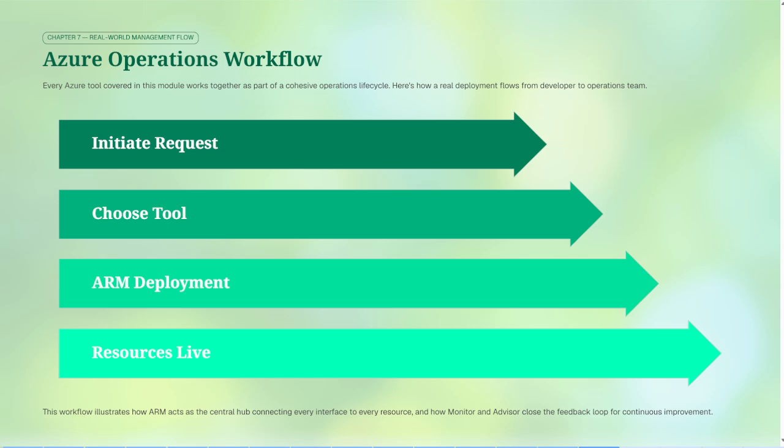Throughout this module, we learn about different Azure management and governance tools: Azure Portal, Azure CLI, Azure PowerShell, ARM templates, Bicep, Azure Monitor, Azure Advisor, Resource Logs, Azure Tags. Now let's understand how all these tools work together in a real enterprise environment.